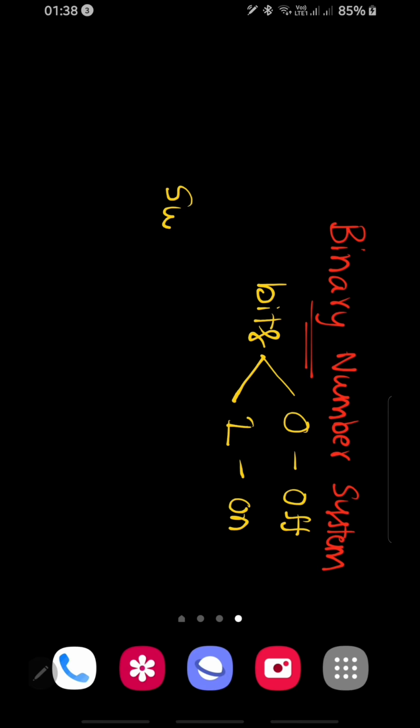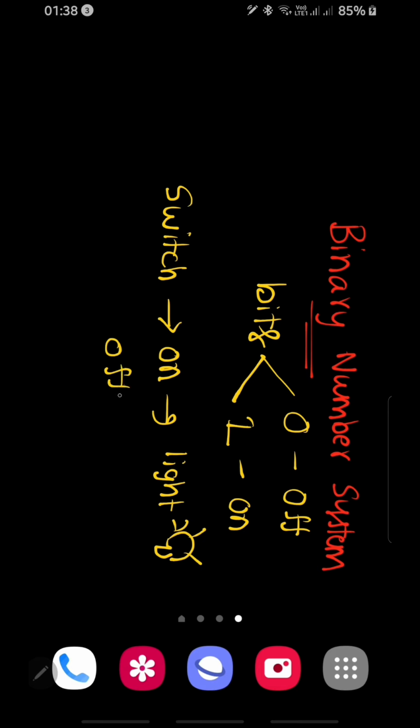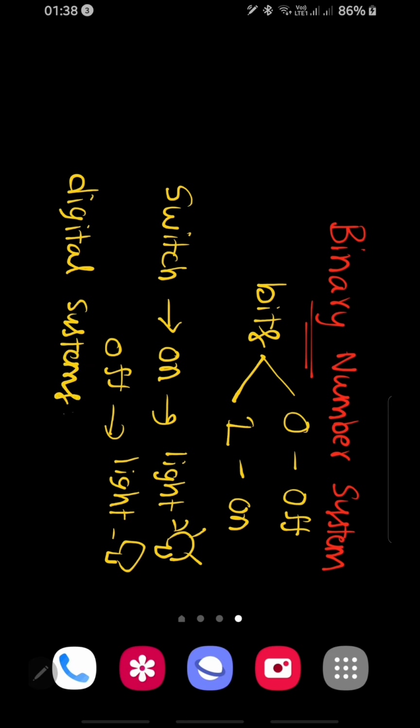For example, we can take a switch in our home. If the switch is on, the light glows. If the switch is off, the light does not glow. So this is the basic example of the binary system. The binary system is the basic number system, and it is used in digital systems. Digital systems means various electronic devices like temperature measurements, speed measurements, and voltage measurements. Everything comes under this kind of digital system.